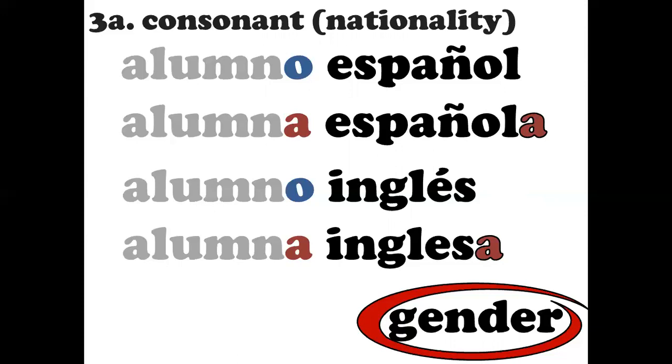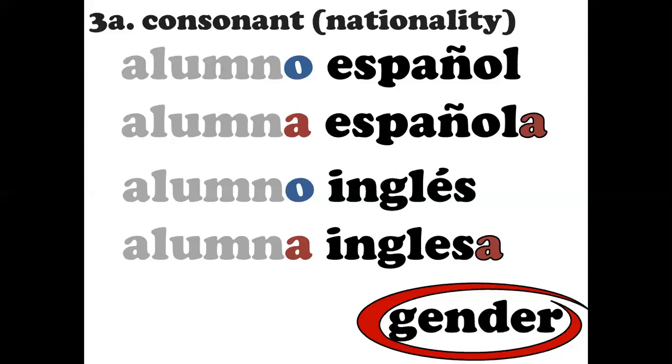The masculine form, the one that you see first there, has no vowel at the end. It's the consonant, the non-modified version. So español is referring in this case to the student. He is Spanish. He's from Spain. Alumna española adds the A to make it feminine. So alumna española. Same thing with English, in other words, from England. Alumno inglés, alumna inglesa.